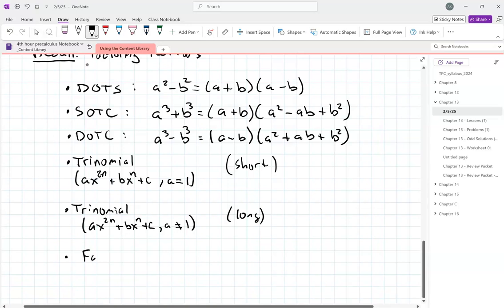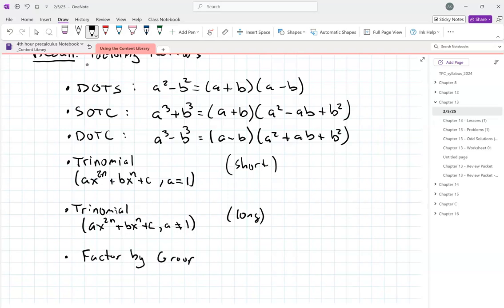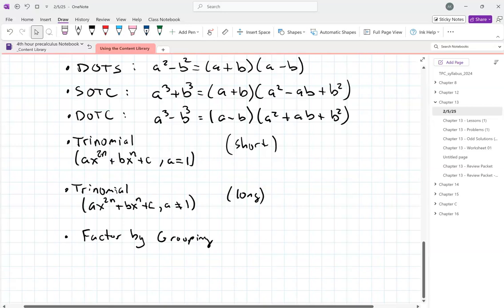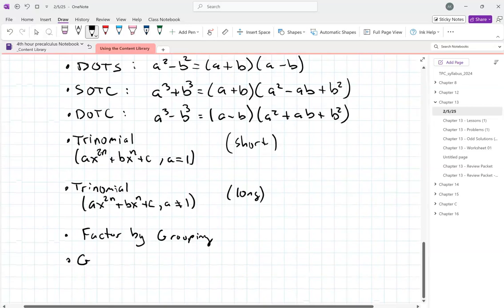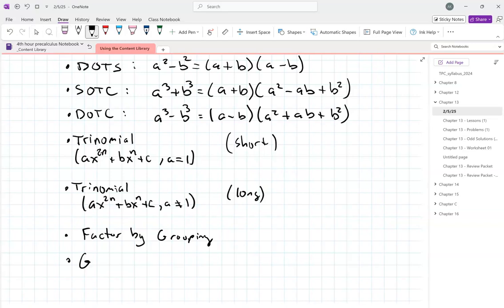You have factor by grouping. And, of course, the good old standby, greatest common factor.